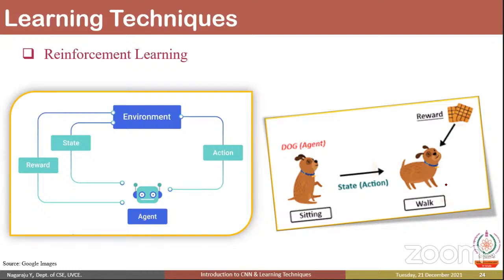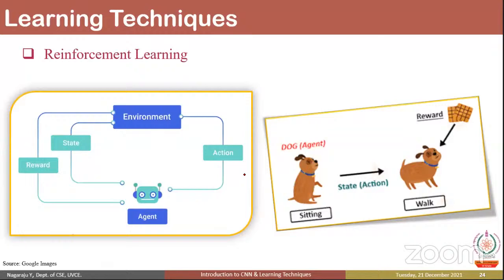If it fails to do so, we hit it first. That is the penalty. For a particular state, it is performing an action. The state is that the owner throws a ball or stick, and the dog is sitting, so the reward it gets is beating. At the same time, if it brings the ball or stick, it gets a reward, which may be something eatable, like a biscuit. This is how reinforcement learning works in the real world. It performs some operation, predicts something, and for that prediction it gets some rewards.